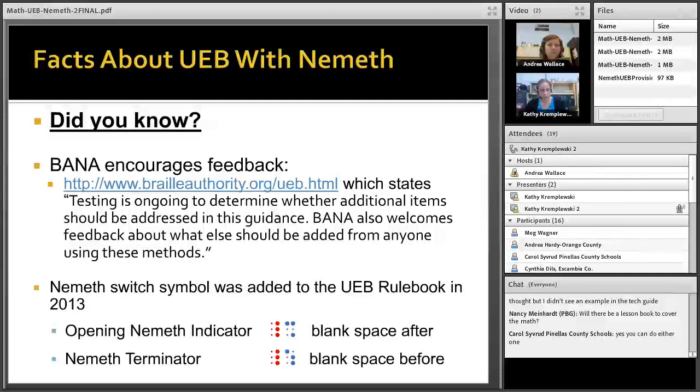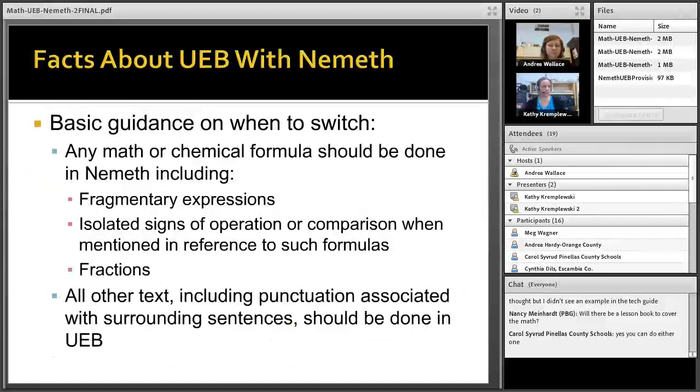We've got the Nemeth switch symbols that were added to the UEB rulebook in 2013. The opening Nemeth indicator is 456 and the SH sign, and you put a blank space after it. The Nemeth terminator is 456 and the WH sign, and there's a blank space before it. I found it interesting that the terminator for Nemeth is also the same terminator for the shape symbol, so they do try to keep things consistent as much as possible.